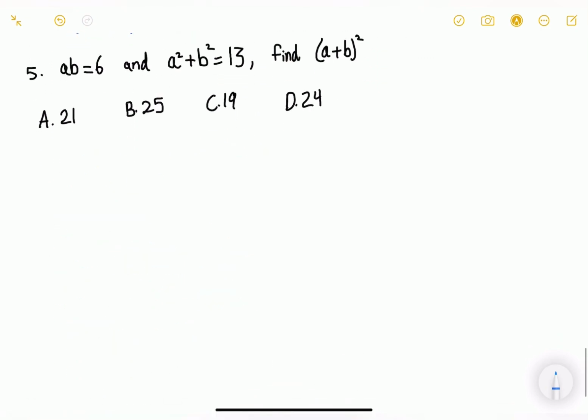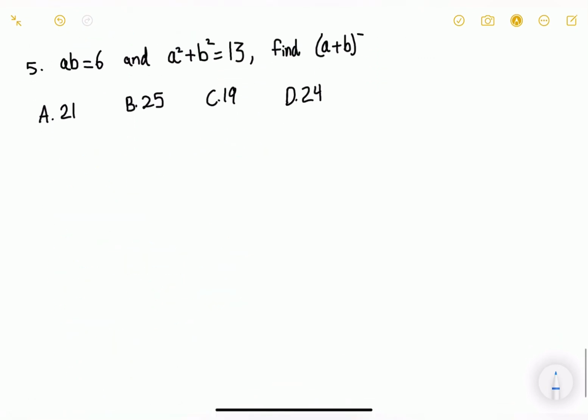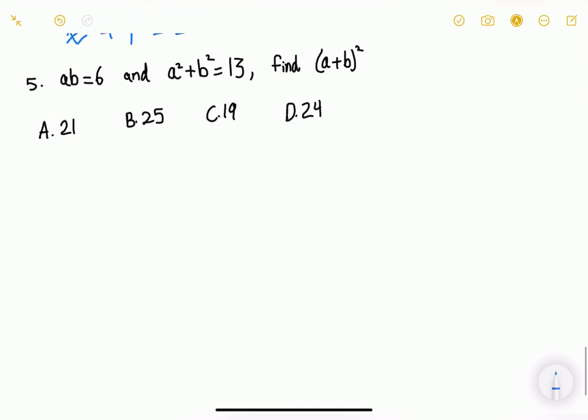Okay, let's move on to question number 5. This is our final question. I'm glad you guys are pushing through. So let's get started. So it says a times b equals 6, and a squared plus b squared equals 13. Find a plus b squared.